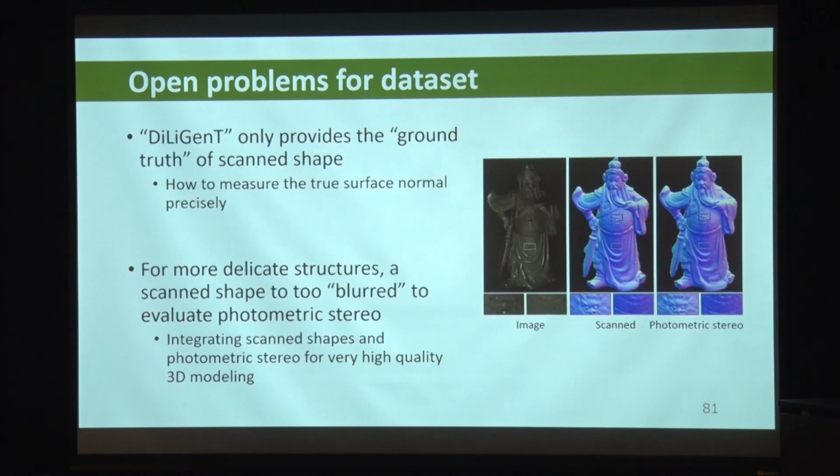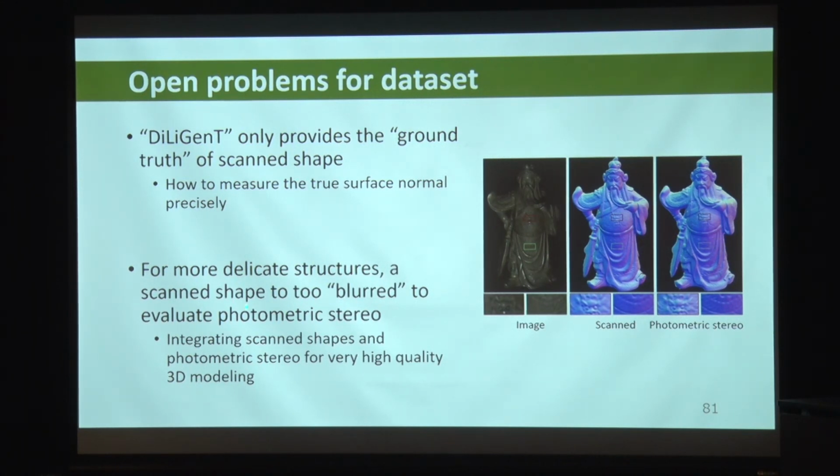And finally, we find that the DiLiGenT dataset has a good scanned shape, but if the shape is very small, like 10-centimeter objects with a lot of delicate geometry details, we find that the scan is actually blurred compared to photometric stereo. So the scan cannot be used as the ground truth for evaluating photometric stereo results.